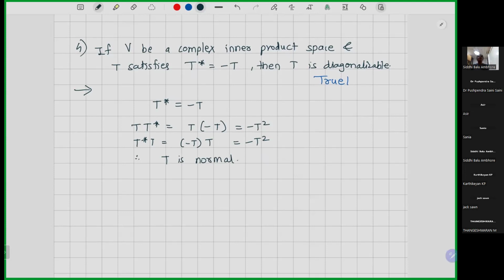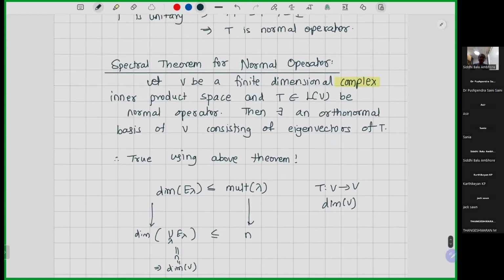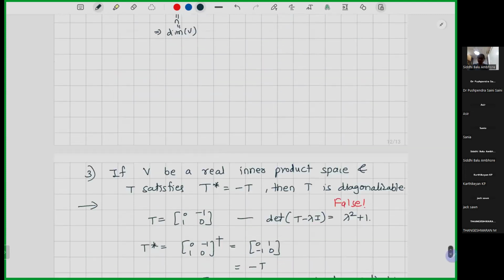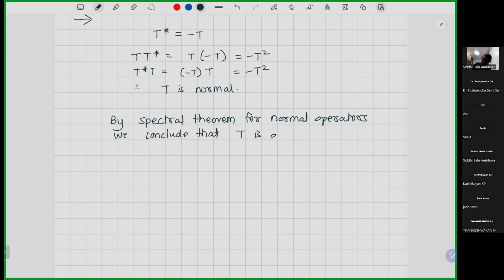And once we have normal in complex, then again by spectral theorem for normal operators, this will be diagonalizable. So again by spectral theorem for normal operators, we conclude that T is diagonalizable.